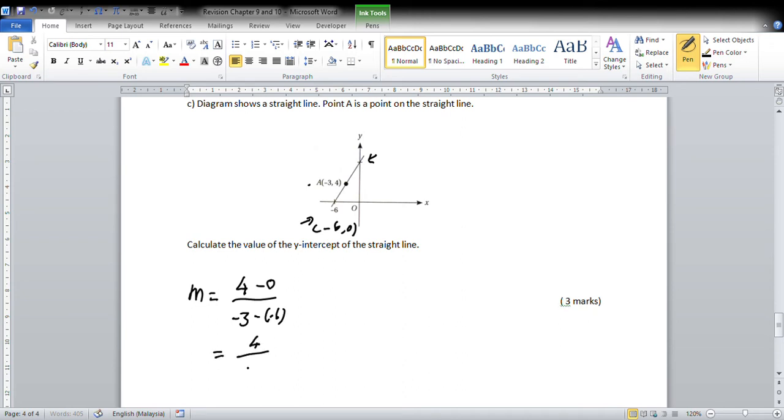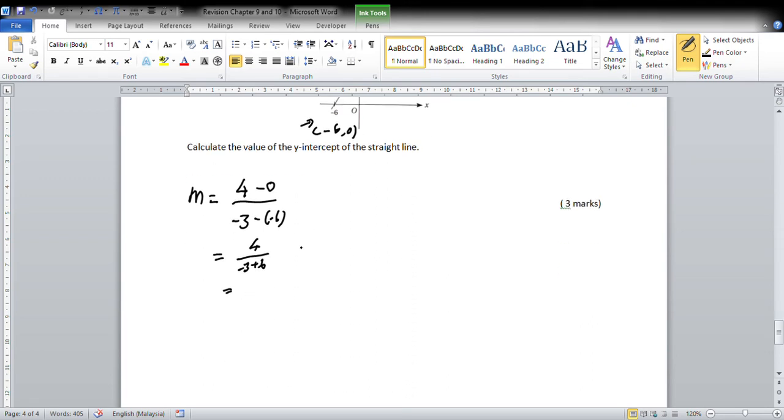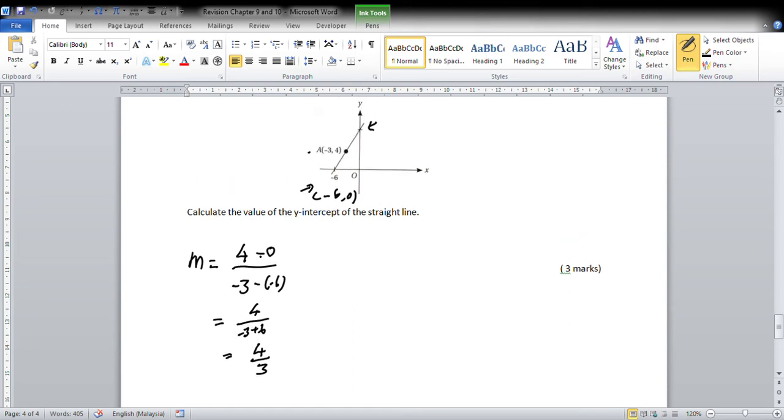So it's 4 over negative 3 plus 6, which is 4 over 3. Okay. So that means this line has a gradient of 4 over 3. Okay, and the way to calculate the y-intercept here, let's say I put this point as, okay, we know we can write the coordinate where it's 0 and y-intercept. So I'm using this point and also the x-intercept, which is (negative 6, 0).